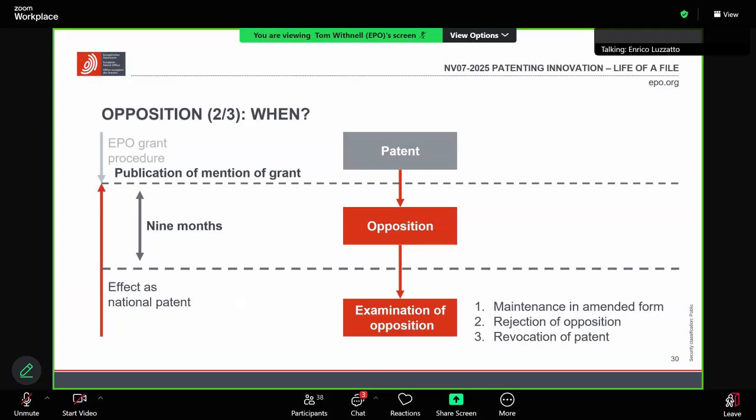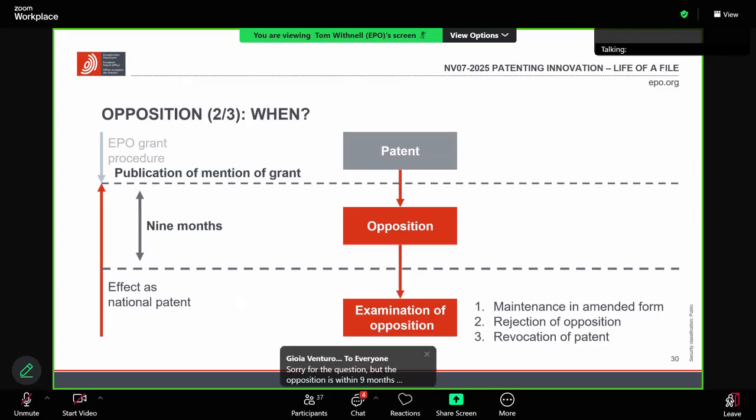However, that examiner that was already in the examination proceeding can never be the chairperson in the opposition division. But usually now we try to have an opposition division which is completely different from the examining division. This shows graphically the timeline. 9 months for the opposition.